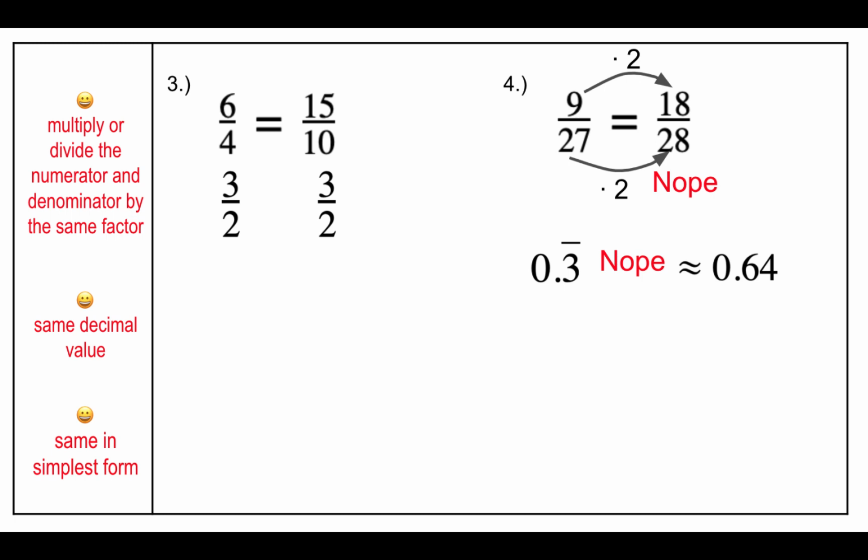Maybe you simplified both those ratios. 9 to 27 in simplest form is 1 to 3. 18 to 28 in simplest form is 9 to 14. Are they the same in simplest form? Nope. Those 2 ratios are not equivalent. So we're going to put a slash through that equal sign.